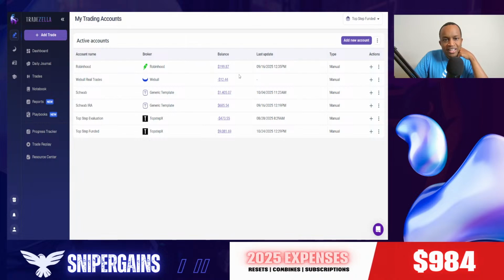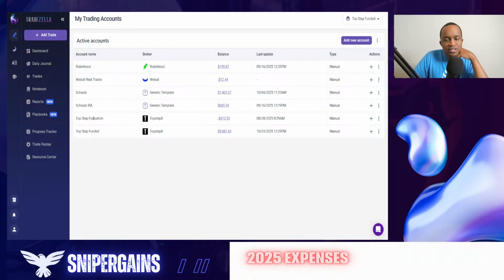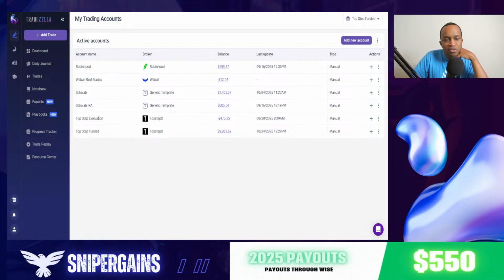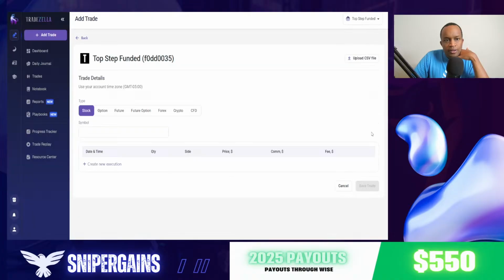Now, if you don't have TradeZella, the cool thing about it is you can add a variety of accounts in here. I just created two Topstep accounts. One was the evaluations, where I put all my combined results, and then the Topstep funded, where I actually put in my real XFA results. So this is considered an XFA trade. So we're going to click add trades, and we're going to let it load.